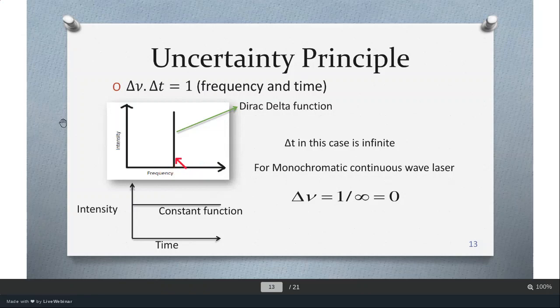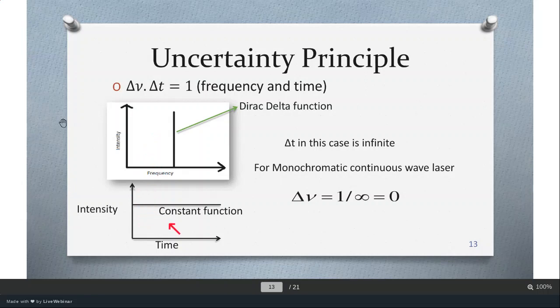as you can see here, only at one particular frequency the graph is shooting up, and at all the other frequencies the intensity is zero. So only at one frequency the intensity is high, and at all other points the intensity is zero. This is nothing but the definition of the Dirac delta function. So this is for the monochromatic continuous wave laser, and this is the frequency domain.